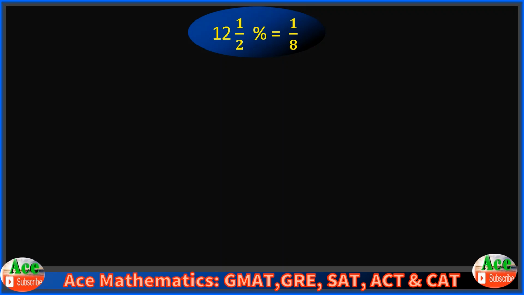12 and 1/2% is equal to 1/8. How do we get this fraction? To convert this percentage into a fraction, we need to convert the mixed fraction into an improper fraction. Follow these steps now. Multiply the whole number by the denominator. 12 multiplied by 2 equals 24.